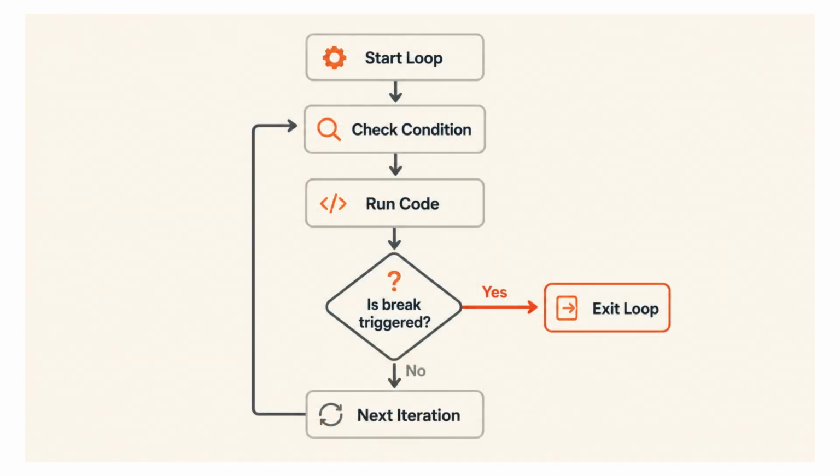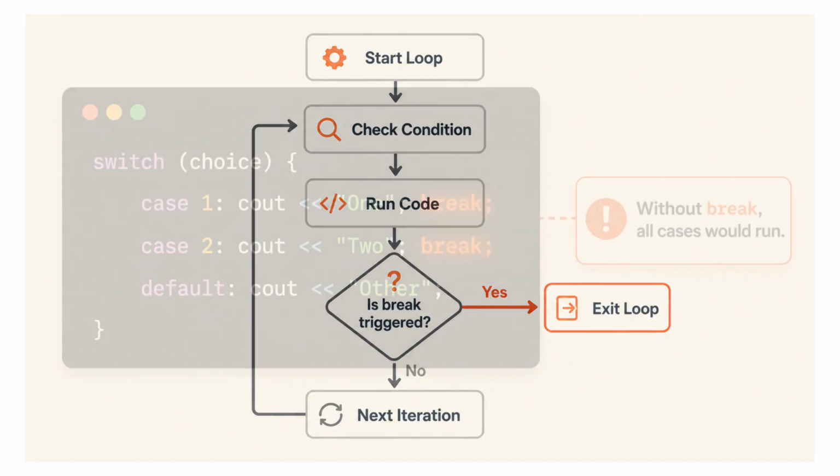Here's the flow of how break actually works. The loop starts, checks its condition, and runs the code inside. Then, at some point, it checks, is break triggered? If yes, the loop exits right there, no questions asked. If no, the loop goes back up and continues to the next iteration. This is the simple logic behind break, and once you understand this flow, you'll be able to use it in any programming language, not just C++. The same idea works in C, Java, Python, JavaScript, and many others.